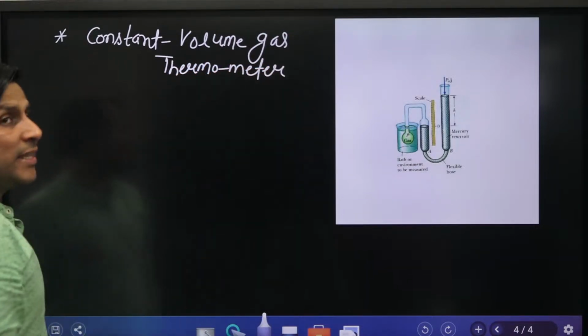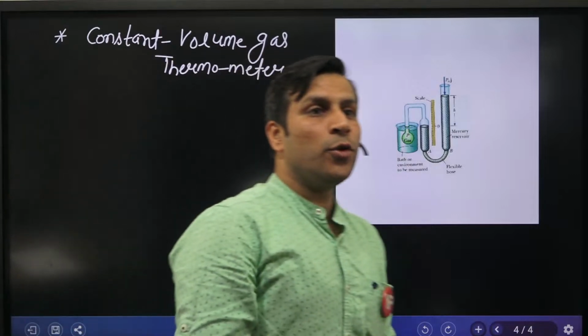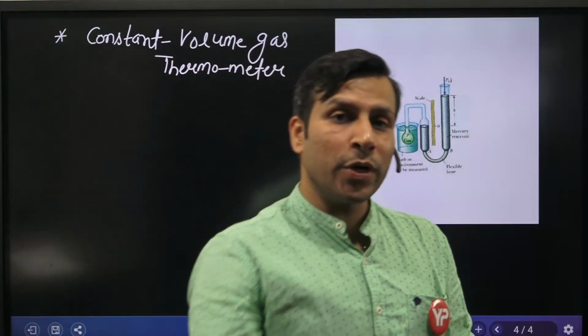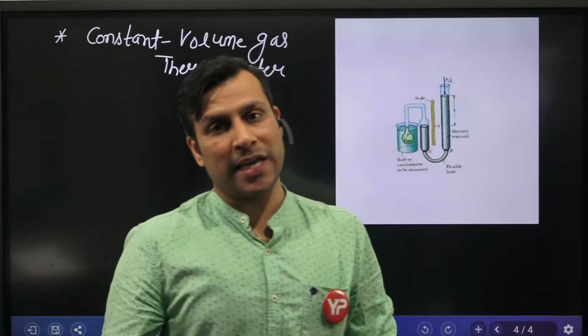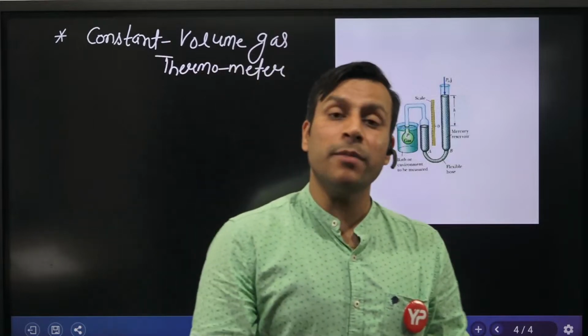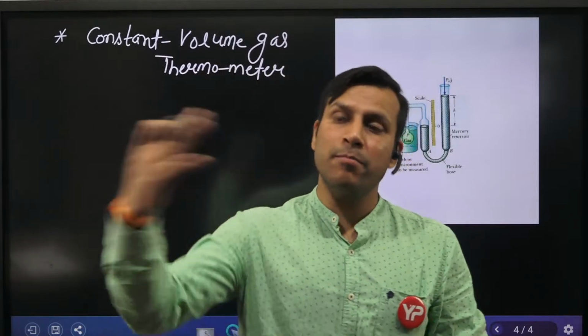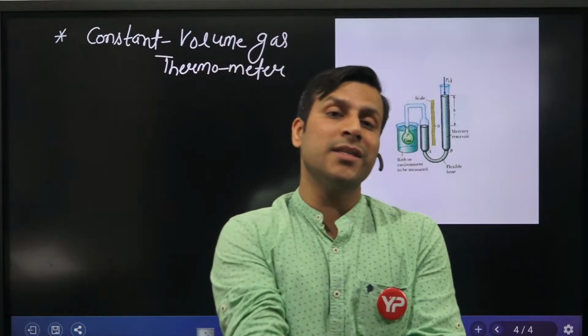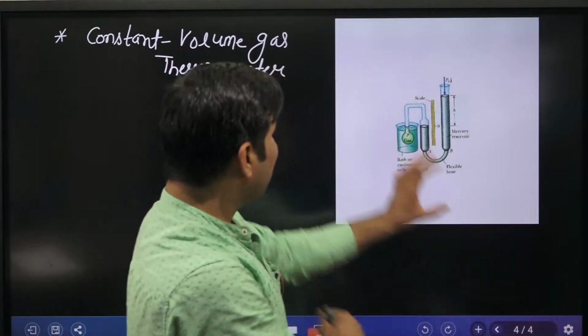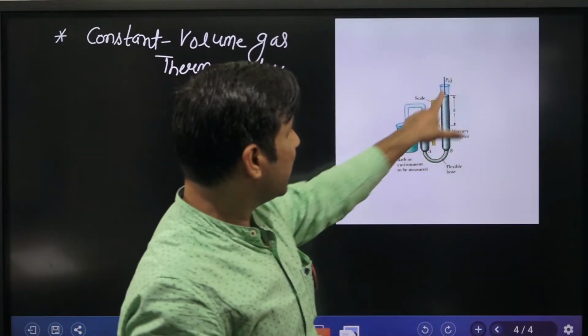So guys, in a constant volume gas thermometer, we keep the volume of the gas constant, and then we measure the change in pressure, and by measuring the change in pressure, we measure the change in temperature. The constant volume gas thermometer looks something like this.